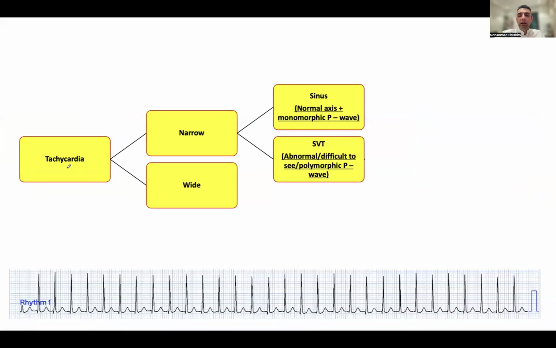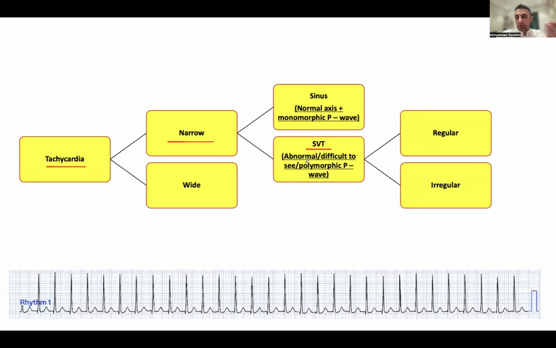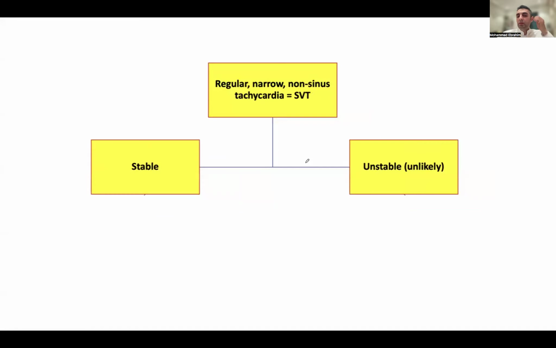Okay, so back to the algorithm. This patient had tachycardia, narrow complex, and now we know it's SVT because we cannot see clear P waves. And then furthermore, you ask yourself, is it regular or is it irregular? Of course, in this case, it's regular. So now we diagnose a patient with narrow complex regular tachycardia that is not sinus. So this is SVT in short.